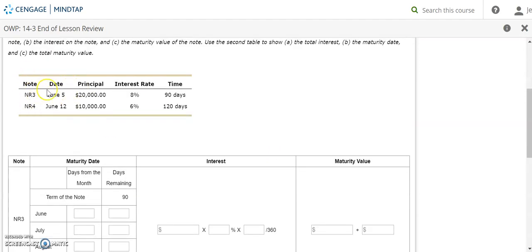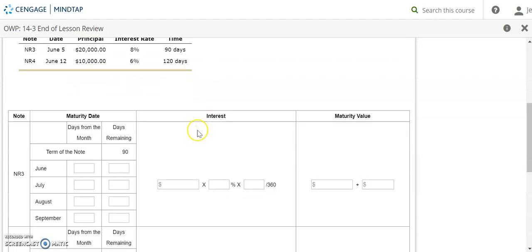Okay, so here are our 2 notes. They give us the date, the principal, the interest, and then the time. Okay, so we're going to look at first this NR3, and we're going to figure out the maturity date.